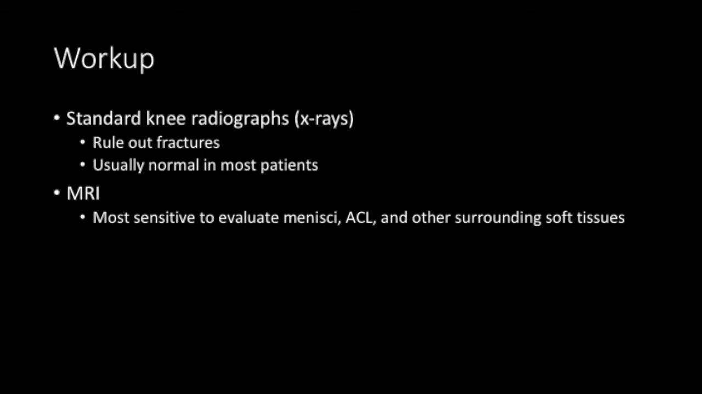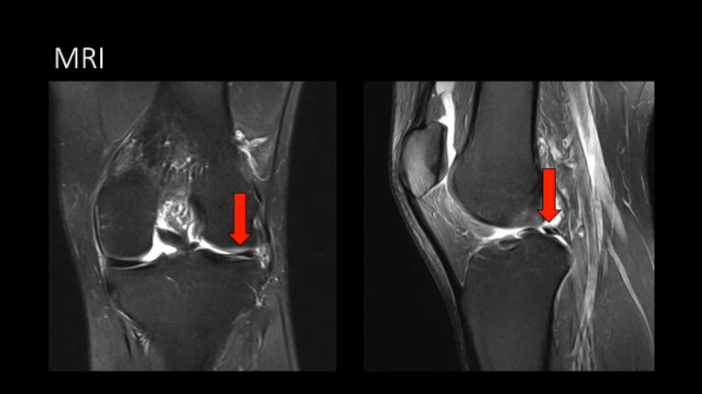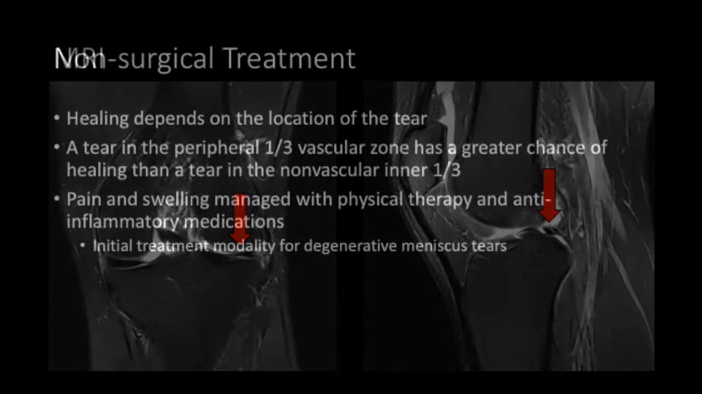The workup includes standard knee radiographs to rule out fractures. Usually it's normal in most patients with meniscus tear. MRI is most sensitive to evaluate the meniscus, ACL, and other surrounding soft tissues. Here on the MRI you can see on the left side a meniscus tear from the red arrow with a fragment flipped in the notch. You can see on the sagittal view that there's a tear in the posterior horn of the meniscus.